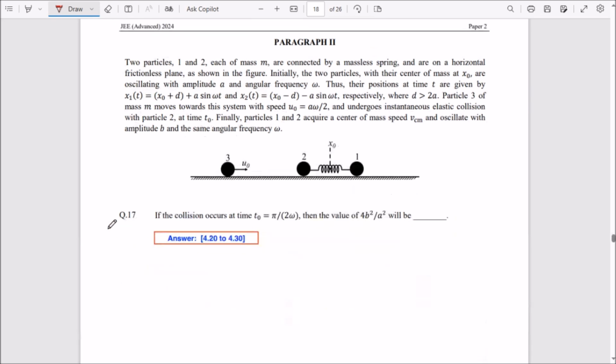Next, question number 17. The correct answer for this 17th question is 4.20. At the same time, even if you write 4.30, that is also a correct option, students.